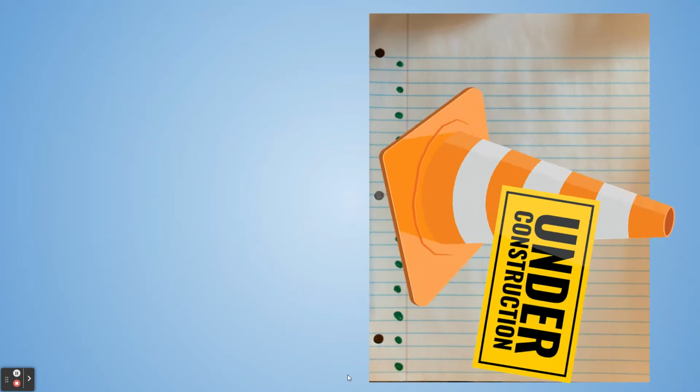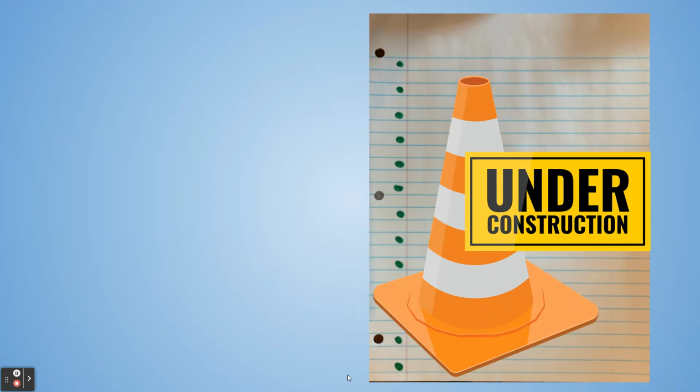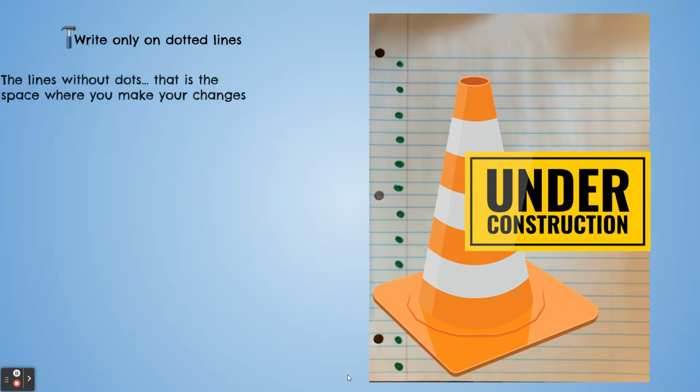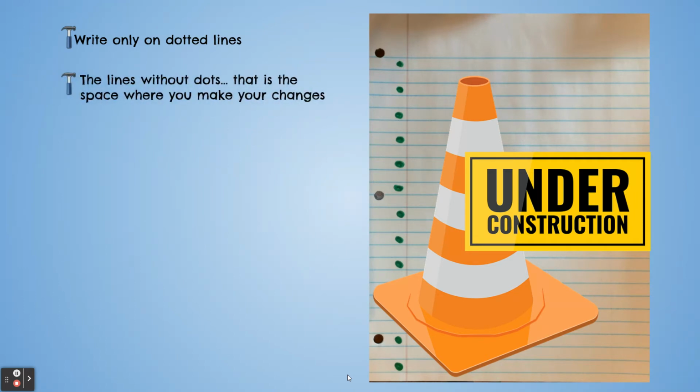Now, why do we do this? Well, because we're under construction, right? This is a construction zone. Okay, you're only going to write on the dotted lines. The lines without the dots, that's going to be the space where you make your changes once we're revising and once we're editing.